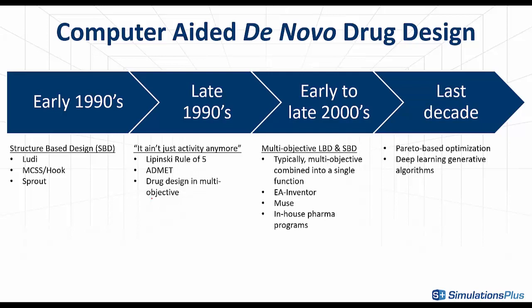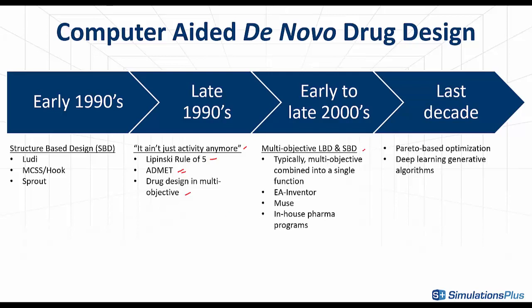and scoring them. In the late 1990s, Lipinski introduced his rule of five, and so people started talking about ADMET properties and that drug design was a multi-objective process. So it isn't just about activity anymore. The days of just optimizing the activity were over. You needed to actually get the compound into systemic circulation.